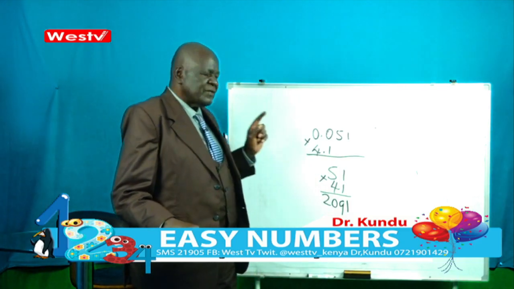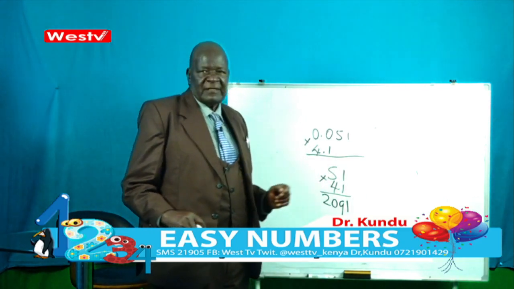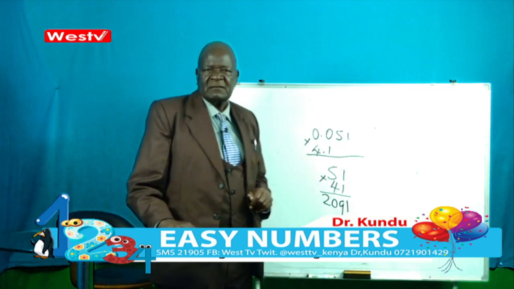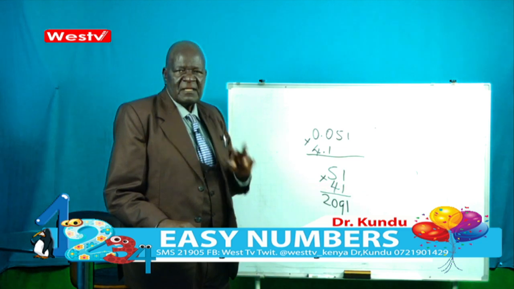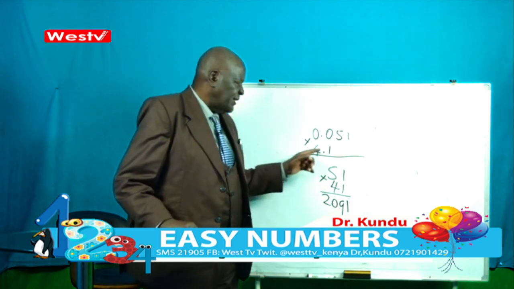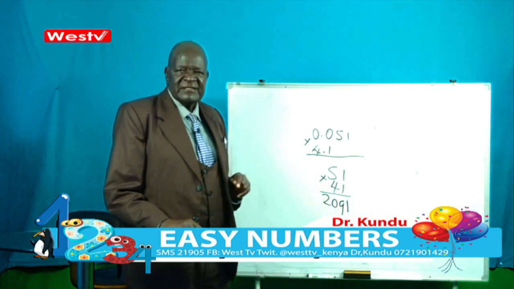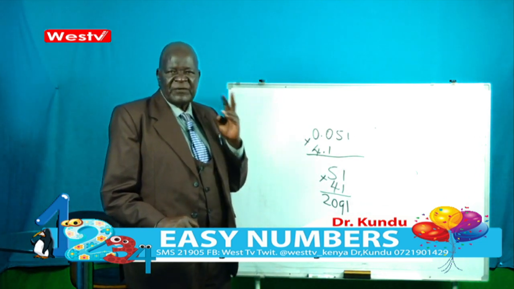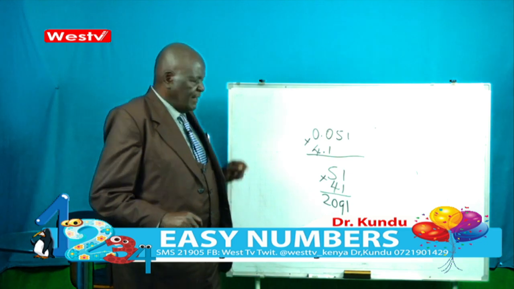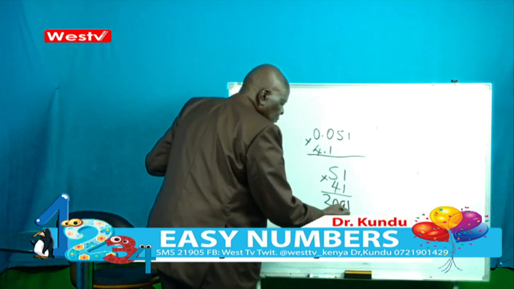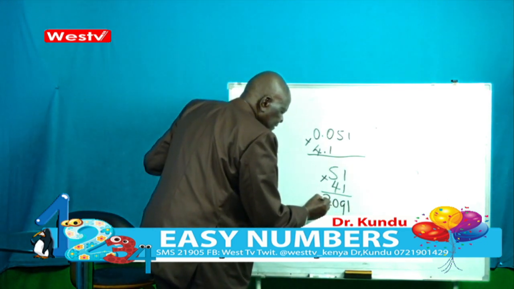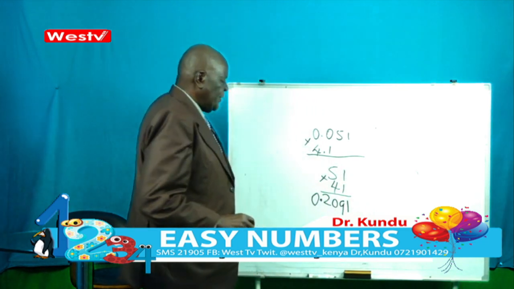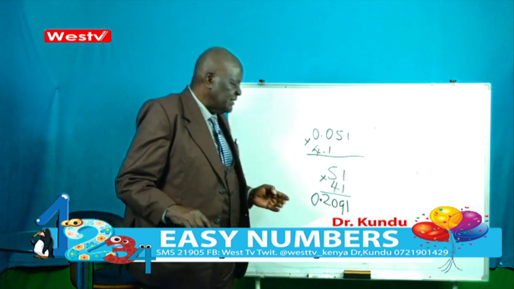But then you come to remember that it wasn't 51. It was 0.051, 3 decimals. And the other number was 4.1, another 1 decimal. So that means the answer to this problem must have 4 decimal places. And so you put 1, 2, 3, 4. Your decimal lies around here, and it is 0.2091.